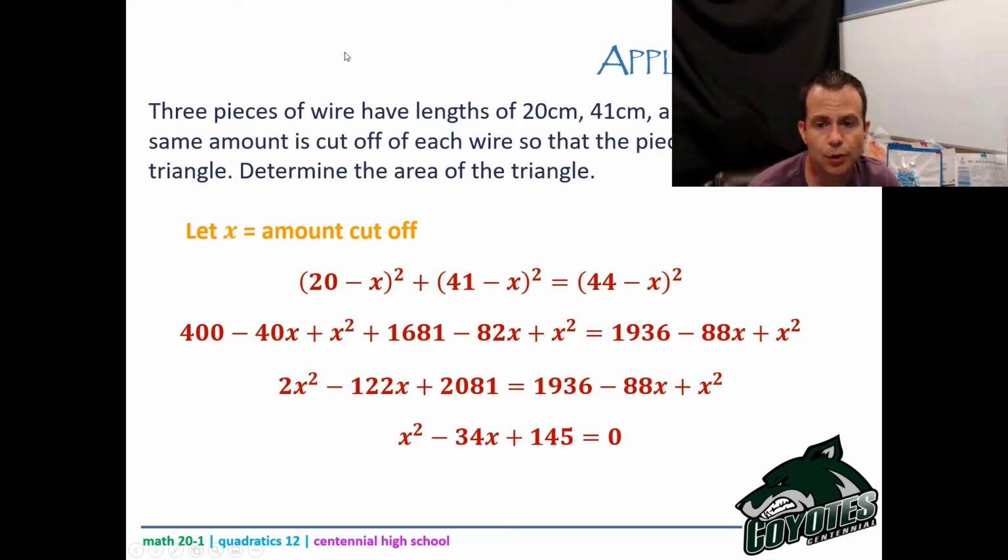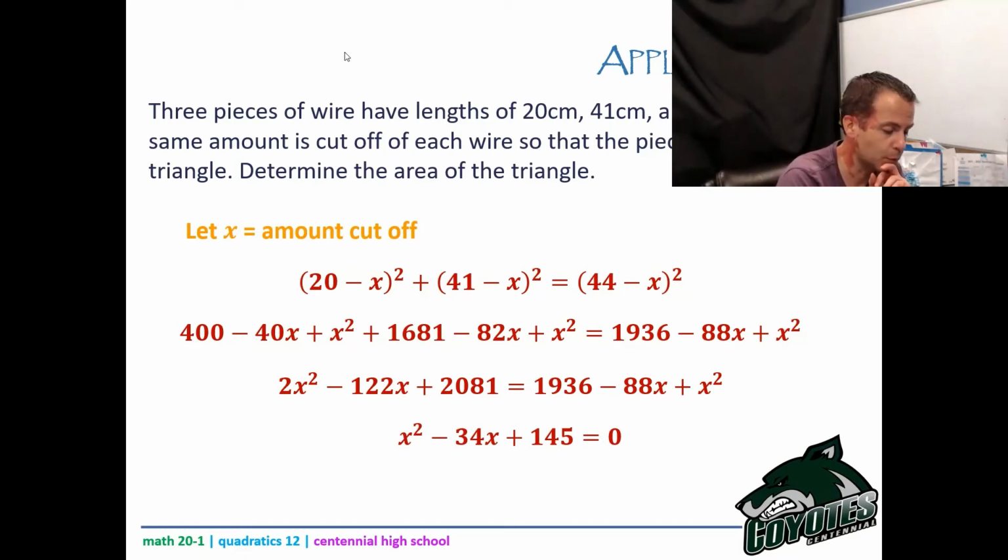Okay, so I'm looking for two numbers that multiply together to give me 145 and add together to give me negative 34. That tells me both of my numbers have to be negative. So let's try a few things. 145 divided by 15 doesn't work. 145 divided by 5 is 29. 29 and 5 is 34, that works. Okay, so I'm going to have x minus 5 and x minus 29.